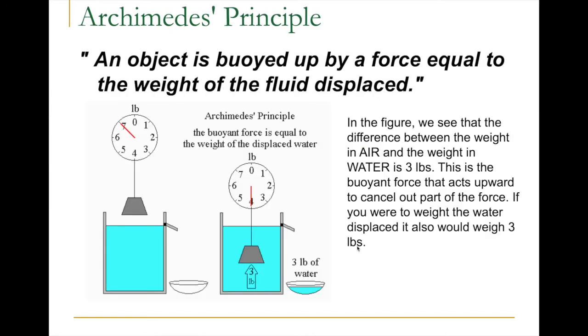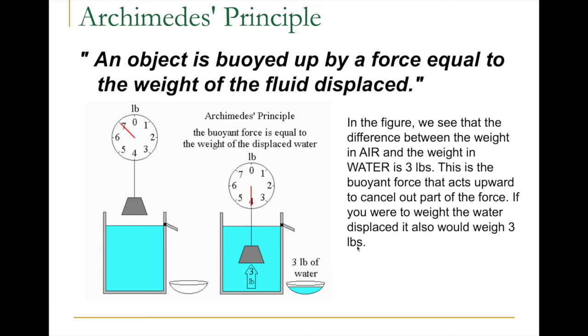By definition, Archimedes' principle states that an object is buoyed up by a force equal to the weight of the fluid displaced. If we take a look at the diagram here, we see that an object hanging from a Newton scale reads 7 pounds. If you put it underwater, it actually reads 4 pounds. That's because there is this buoyant force which is lifting it up, counteracting the weight by 3 pounds.